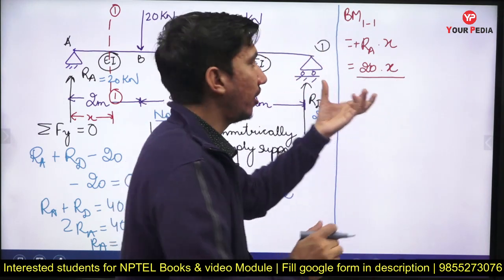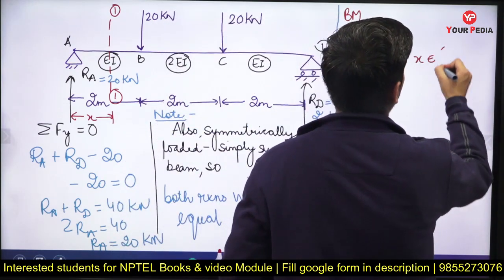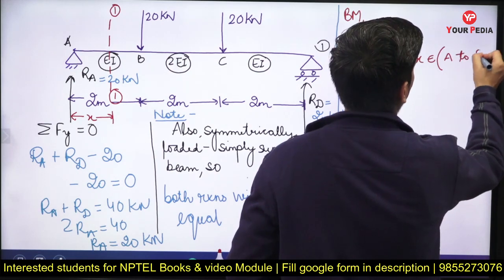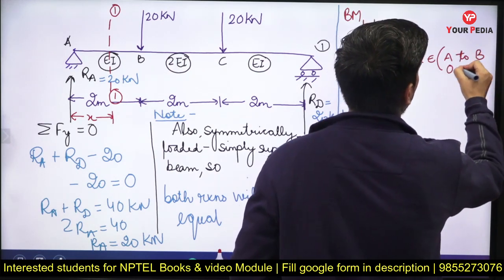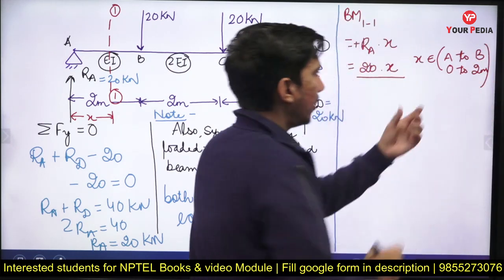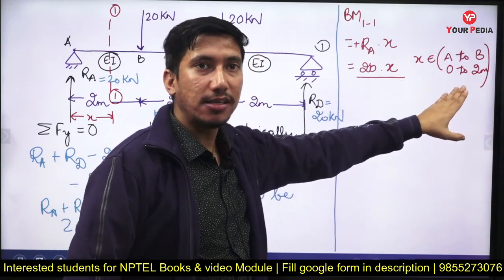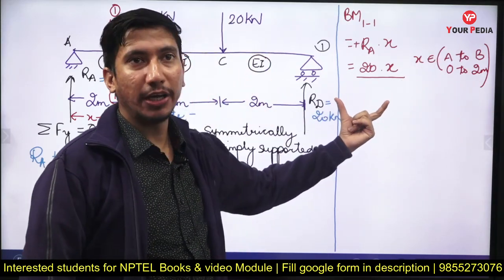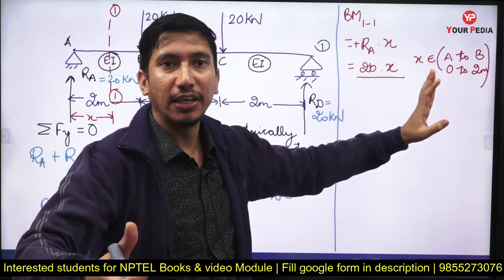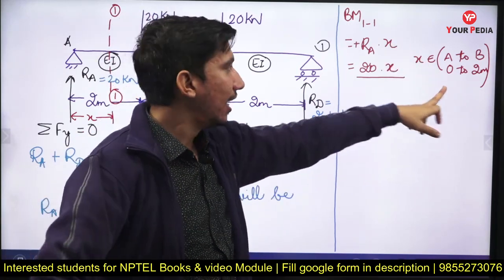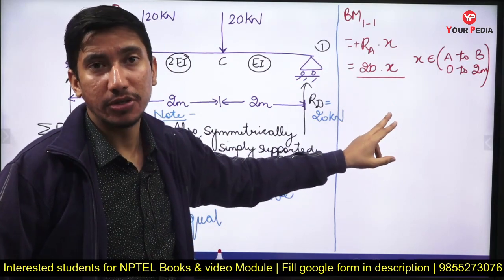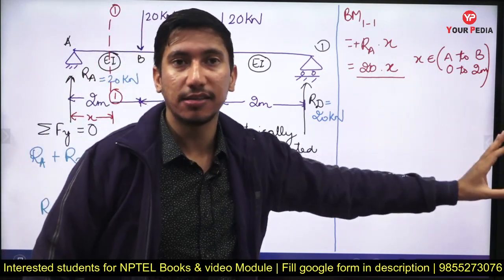So this is the equation when x belongs to A to B, or the numerical value of x is 0 to 2 meter. So when x is between this range, then this is the bending moment equation. When x is in another section, then this will not be the bending moment equation. Okay, this is only valid when it is in this range.